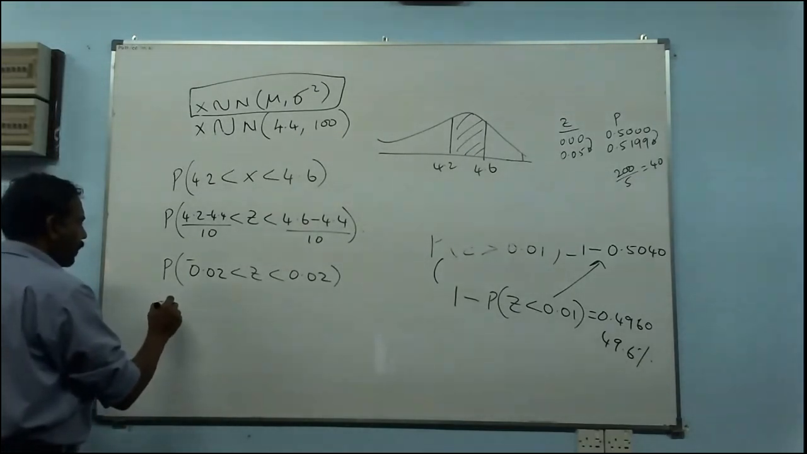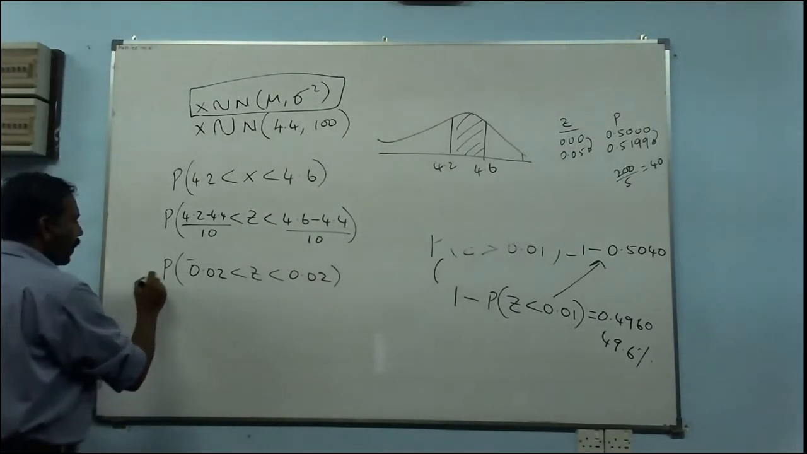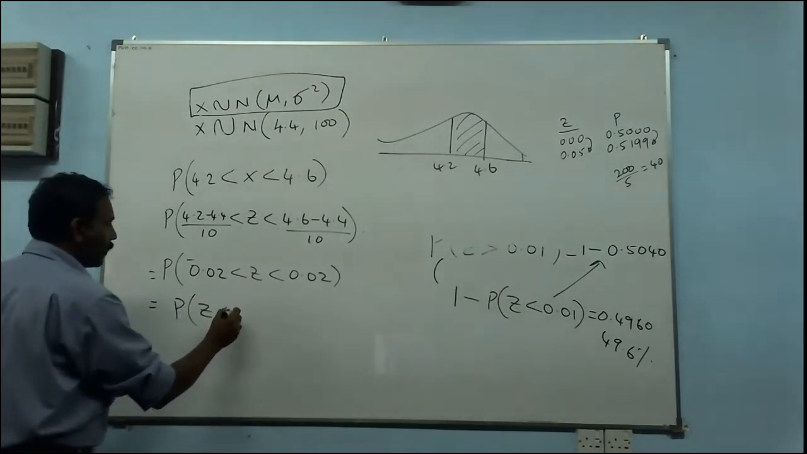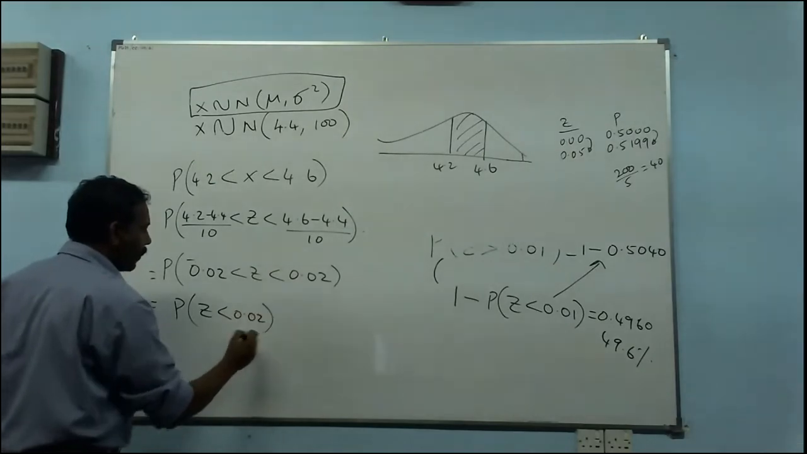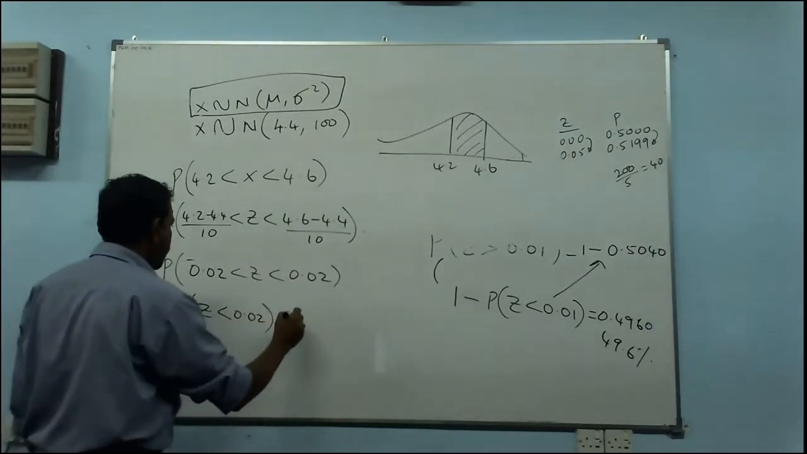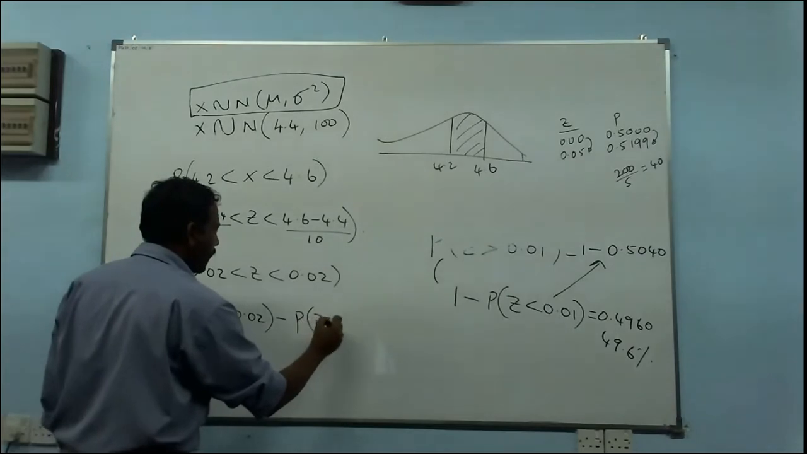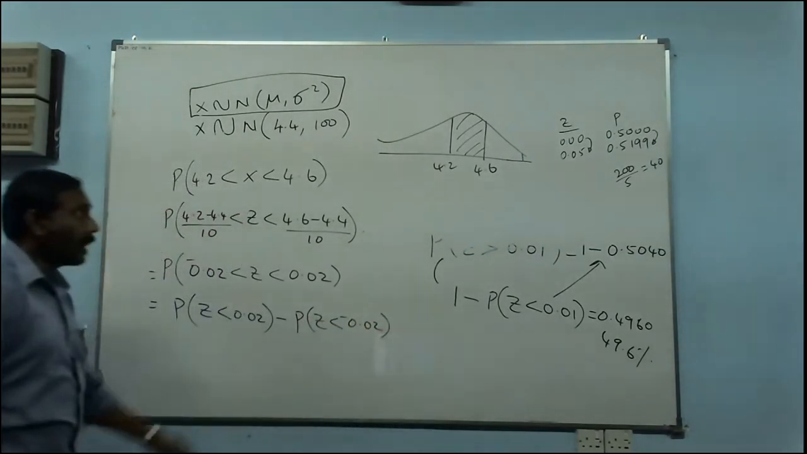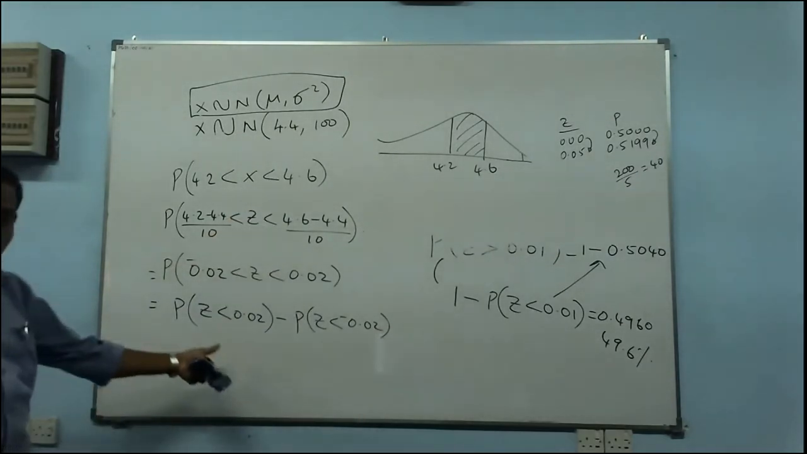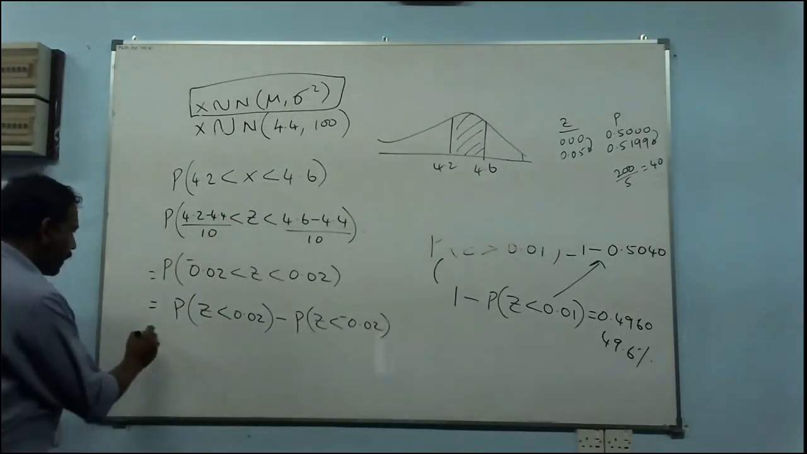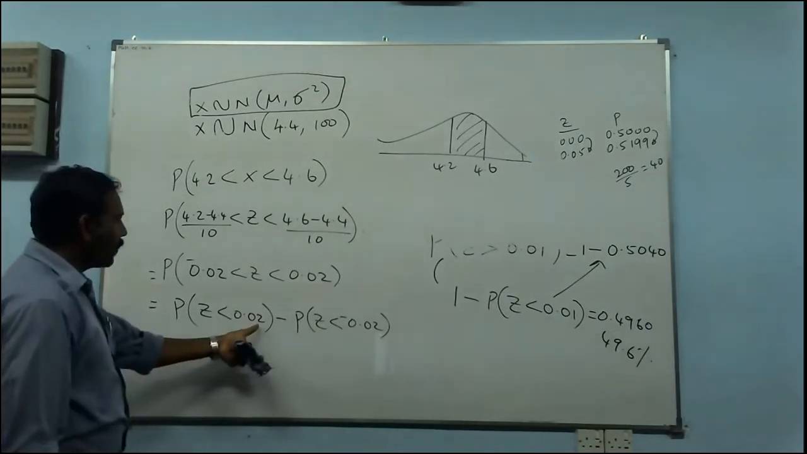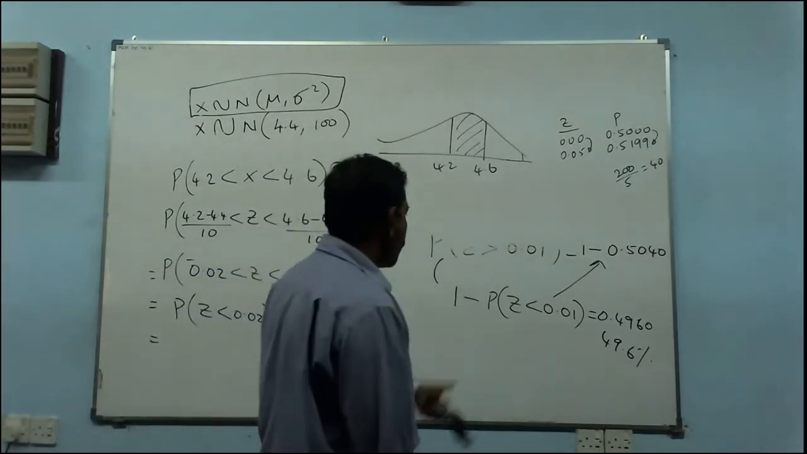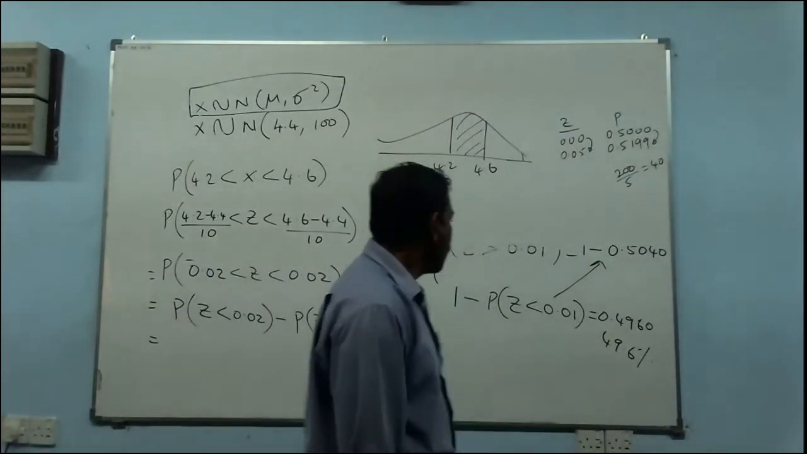So here we can say that is equal to probability of Z less than 0.02 minus probability of Z less than minus 0.02. You can write it like that, because earlier we have done an example. So what is the probability of Z less than 0.02? Probability of Z less than 0.02 is this.